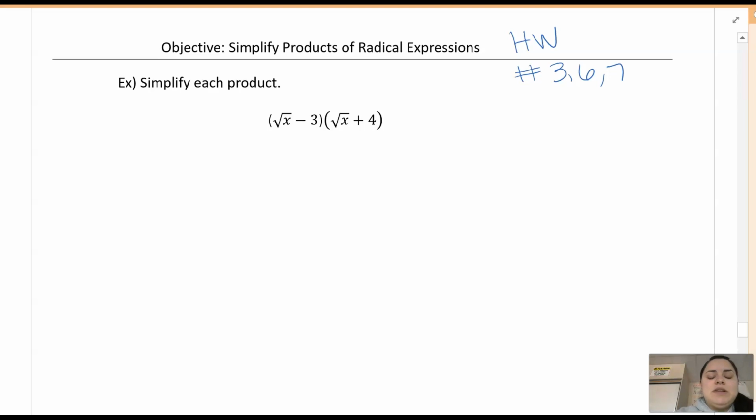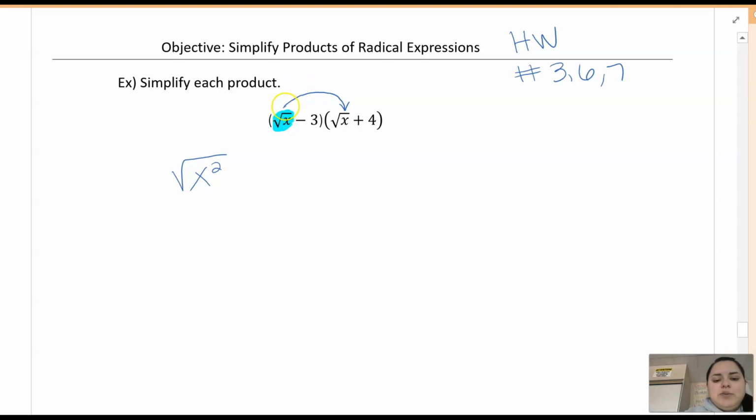So whenever you have something like this, the square root of x minus 3 times the square root of x plus 4, you have square root of x's on the binomials. You need to distribute just like you normally would with a normal radical, like a root 2 or root 3. You do the same thing. So you're going to take the square root of x and you're going to distribute it. So square root of x times the square root of x is going to give you the square root of x squared. And then we'll simplify that in a second.